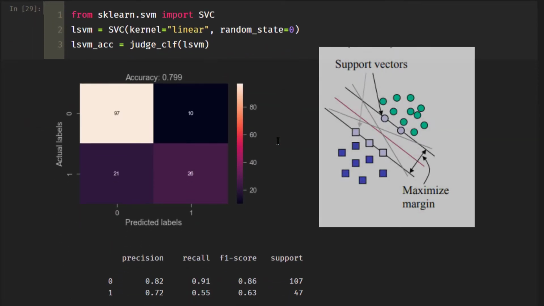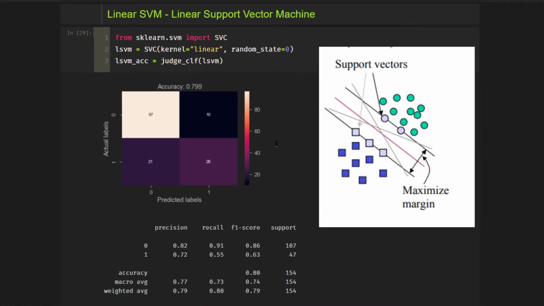Then comes linear SVM. Support vector machines are very famous algorithms. The way a support vector machine works is it has a name, support vectors, in it. Now, what are support vectors? When we create a decision boundary, the points closest to the decision boundary are what you call support vectors. And the support vector machine aims at increasing the distance between the decision boundary and those support vectors.